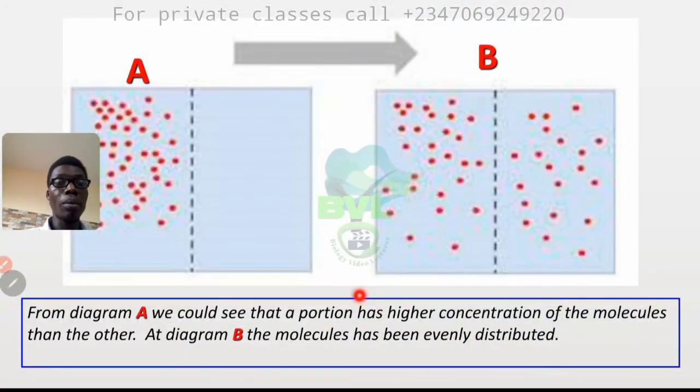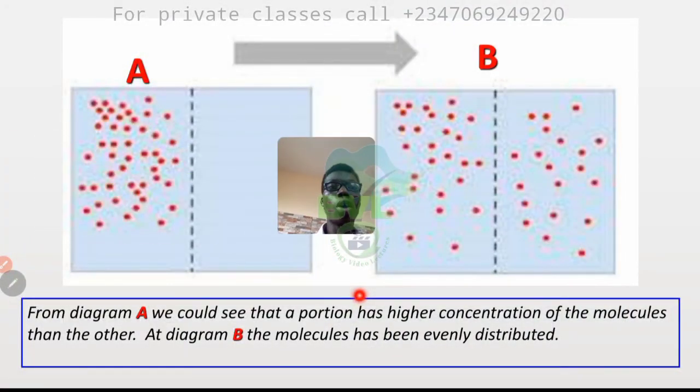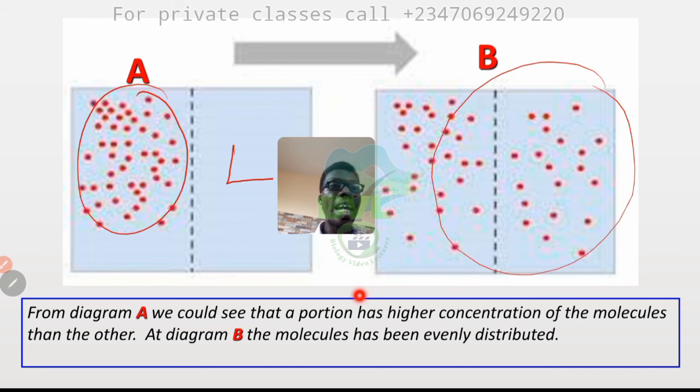This is just a further illustration of what we've been saying. This is higher concentration, lower concentration. By the time you come to B, everything is evenly distributed. All right. Hope this is making sense.